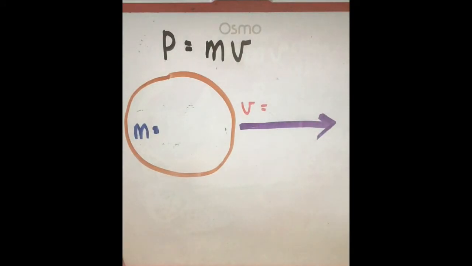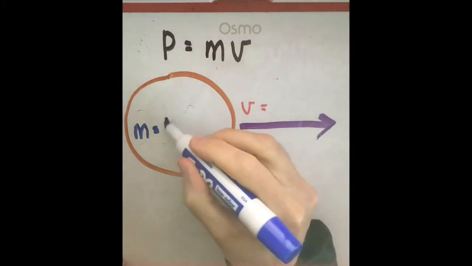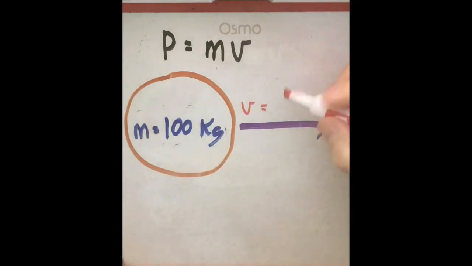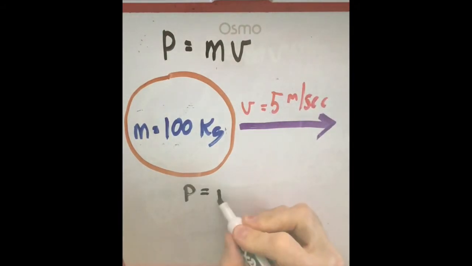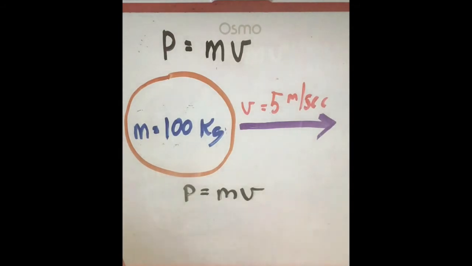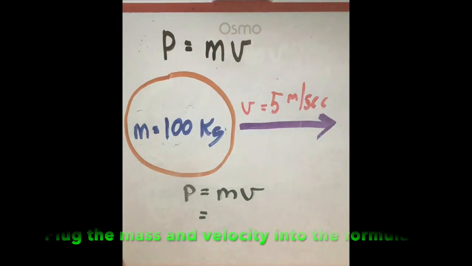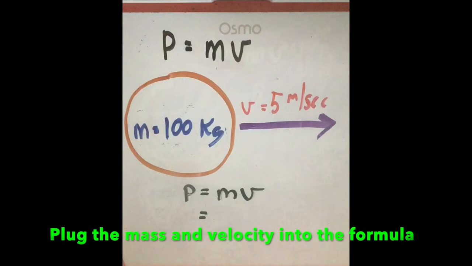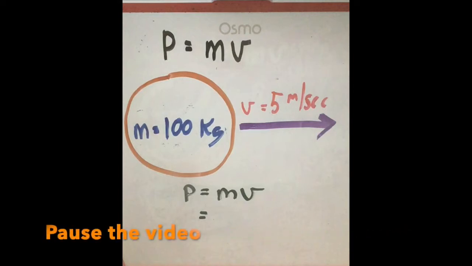Now it's time for you to try some math. Let's work out the momentum of a 100 kilogram mass moving at a velocity of 5 meters per second. Now to do that, we'll need the formula that we've been learning about. Momentum equals mass times velocity. We can use abbreviations to make it a little bit faster. Why don't you try to calculate the momentum? Pause the video and plug the mass and velocity into the formula and calculate the momentum. I will give you the answer and how to calculate it so you can check your answer.